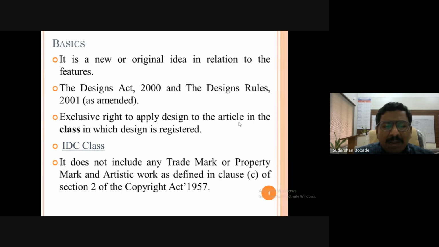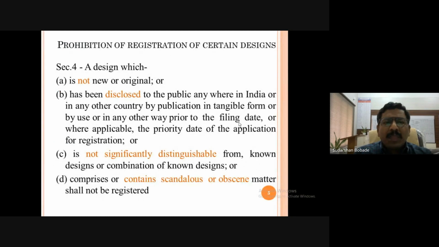Secondly, any trademark or property mark without a proper disclaimer, if you try to ask for a design, it is also not considered under the design patent. So these are some typical basics we have to follow while going for the design patent. Now, before knowing what we can design, we must understand the bars, the prohibitions of registration of certain designs.